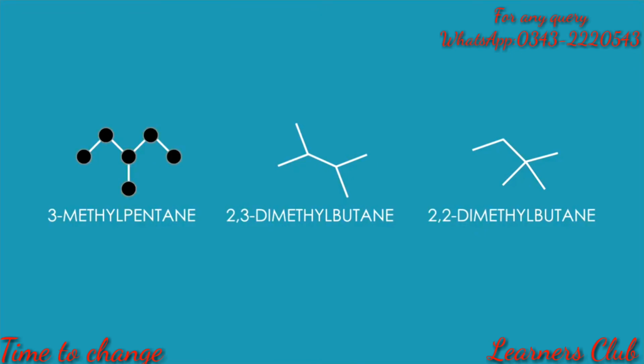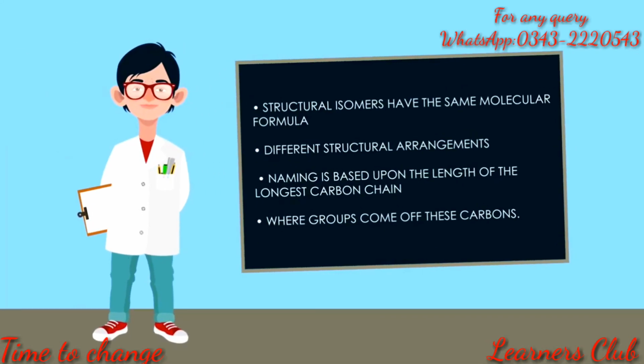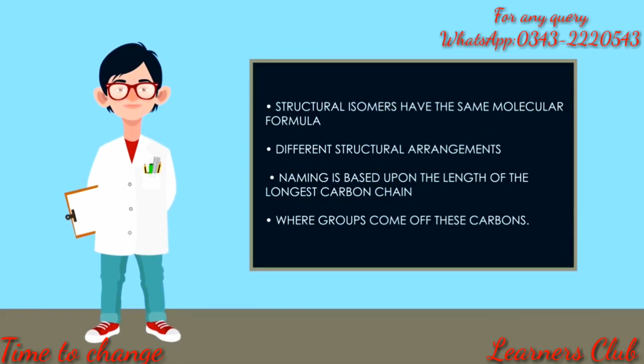And there are 2 more structural isomers based on butane with only 4 carbon atoms in the longest chain, 2,3-dimethyl butane and 2,2-dimethyl butane. So from this video, you should know that structural isomers have the same molecular formula but different structural arrangement, and that naming is based on the length of the longest carbon chain and on where the groups come.